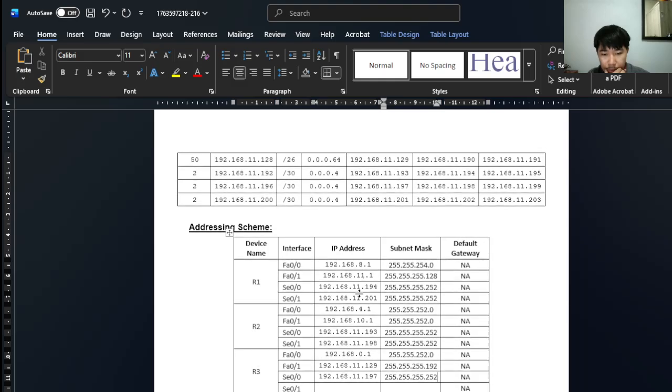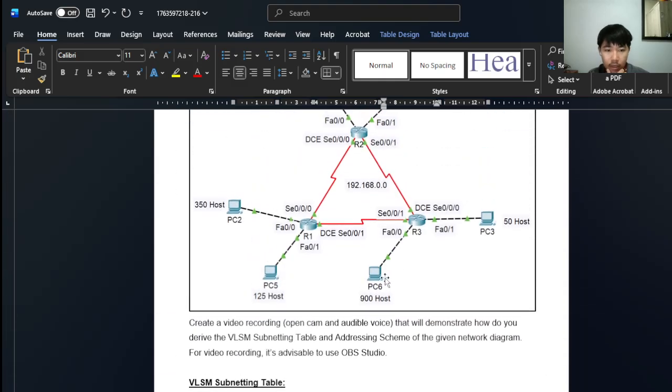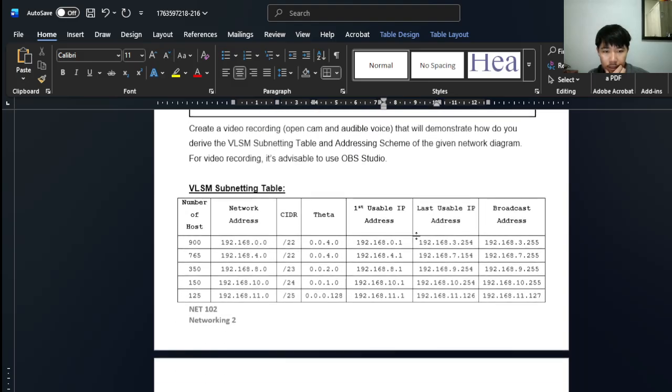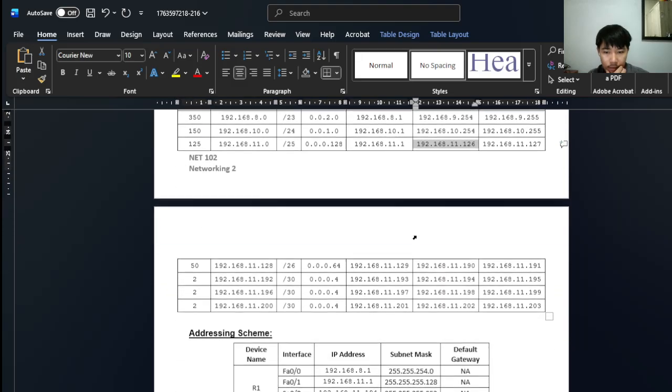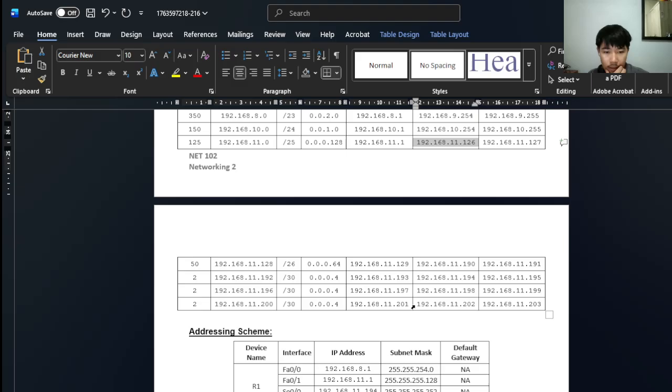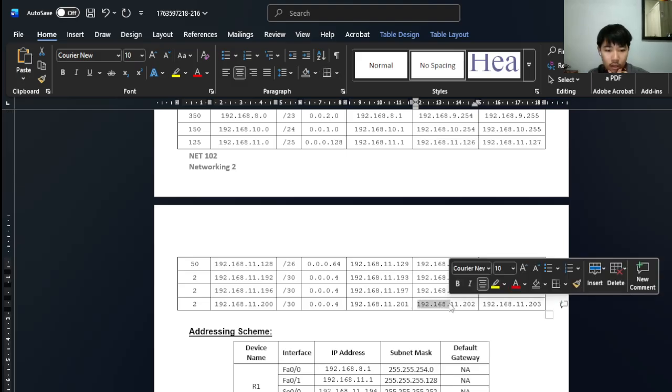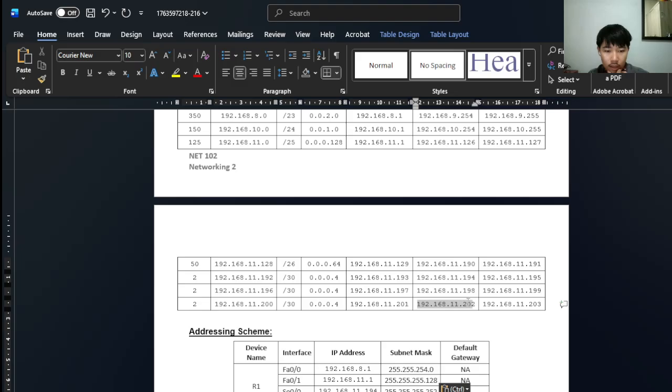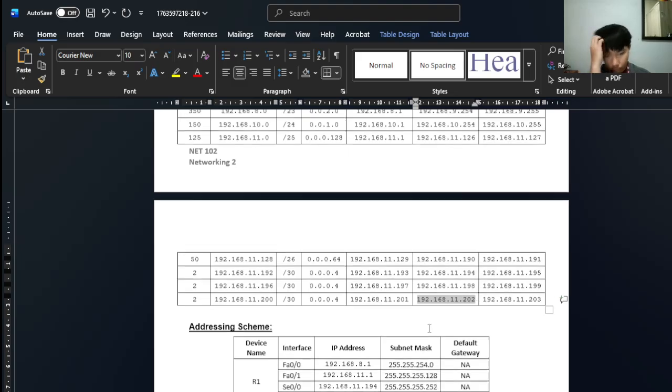Serial 1 is for the router 3. This one, router 3, the last usable IP address of router 3 is 192.168.11.202.